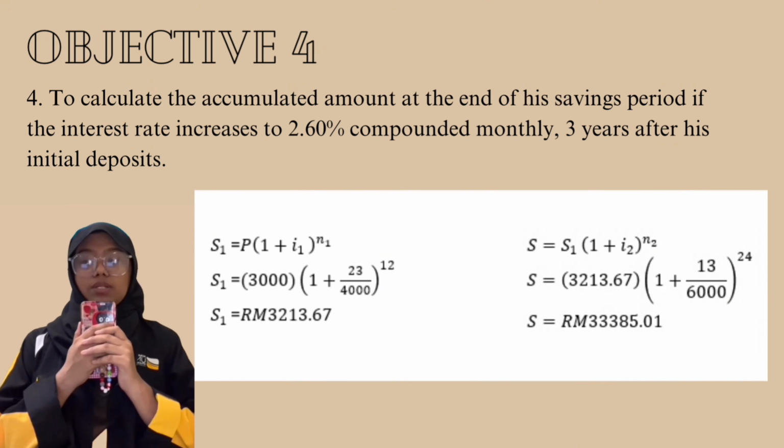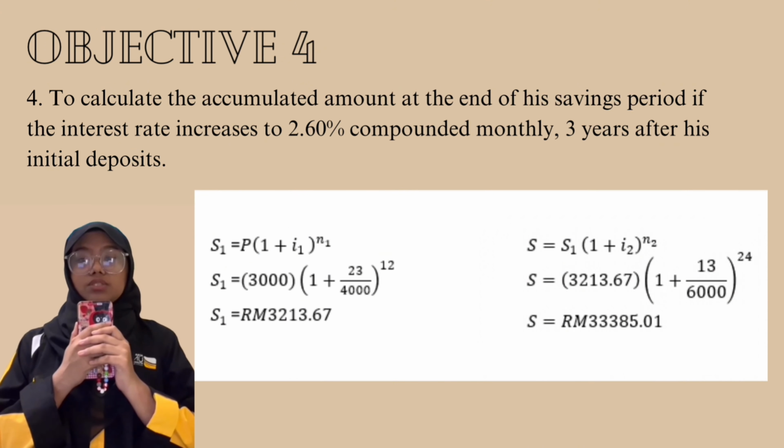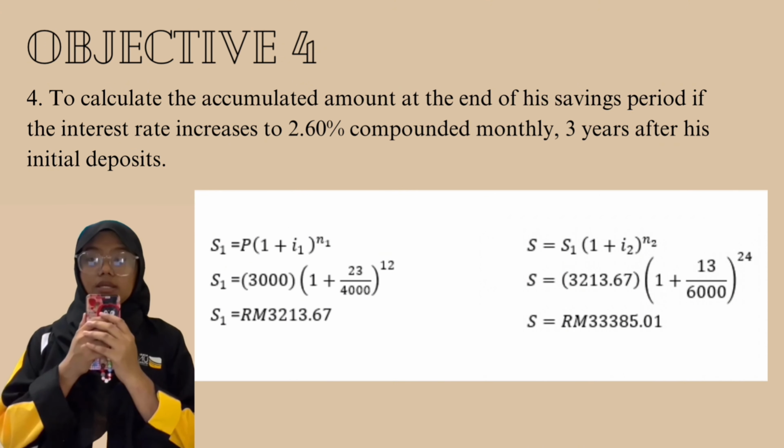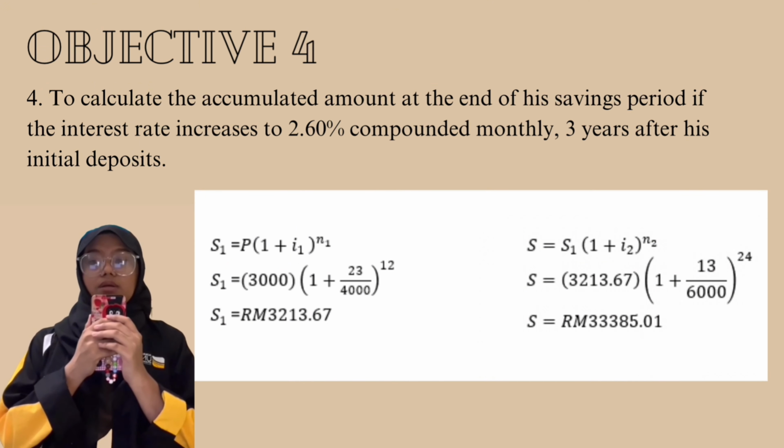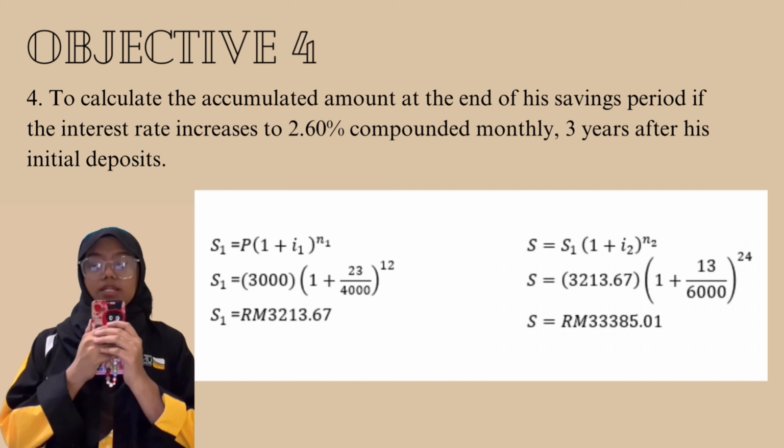And then we obtain S1 as RM 3,213.67. And then S equals S1 multiplied by (1 plus i2) to the power of n2. S equals 3,230.67 multiplied by (1 plus 13 over 6,000) to the power of 24. And then we got RM 33,385.01.